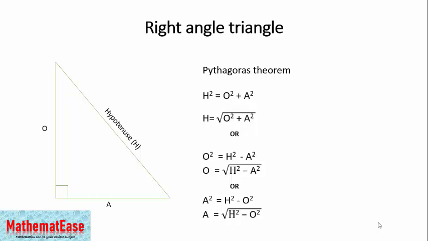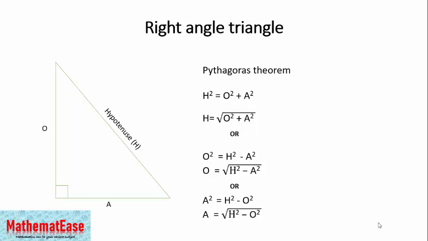But in case they ask you for the vertical one, which I name o, you say o squared is equal to h squared minus a squared. And you say o is equal to the square root of h squared minus a squared. And if they're asking for the horizontal one, you say a squared is equal to h squared minus o squared. Then a is equal to the square root of h squared minus o squared.